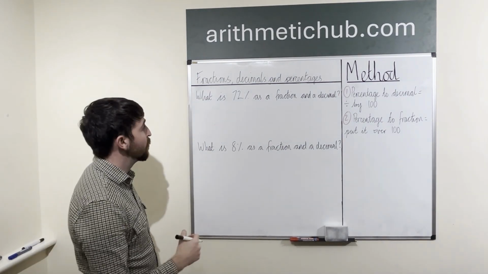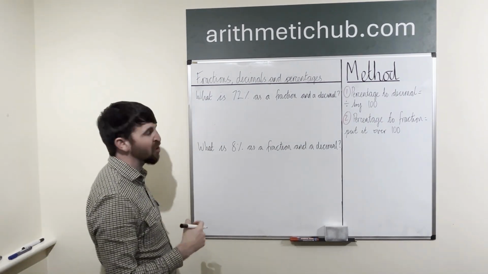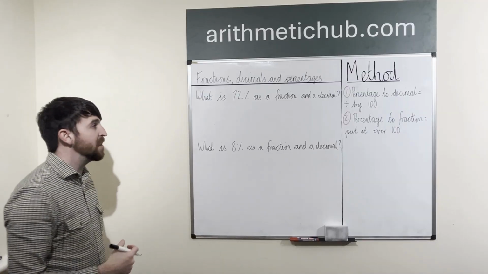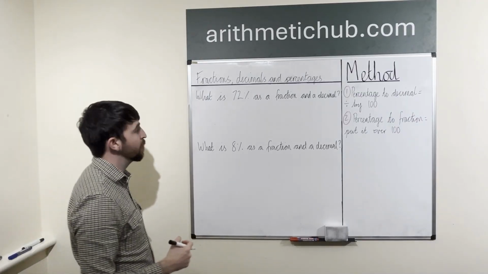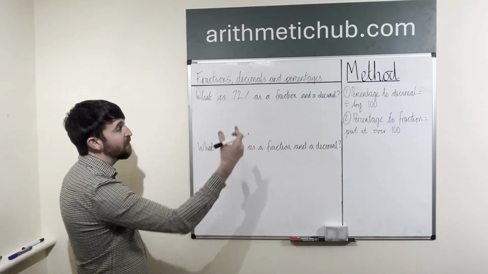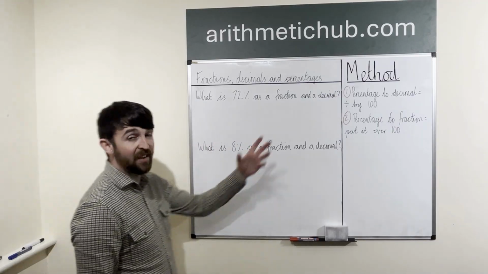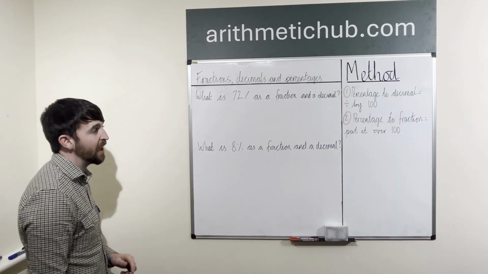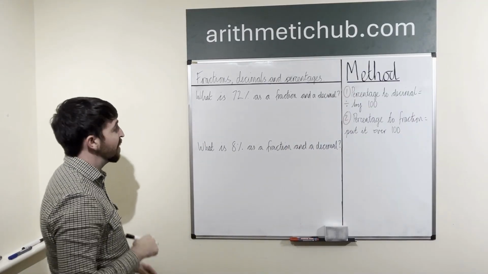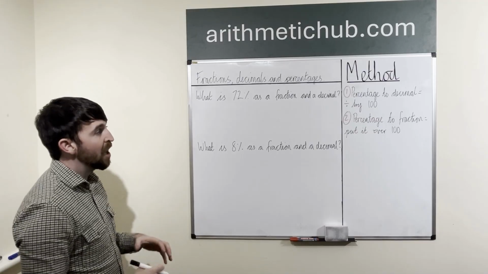Okay, so now we're going to come to what I think is probably the most straightforward of these methods, converting percentages to fractions and decimals. So here we've got what is 72% as a fraction and as a decimal. You can see the method section is a little bit shorter here. Percentages to decimals, it's as simple as dividing by 100.